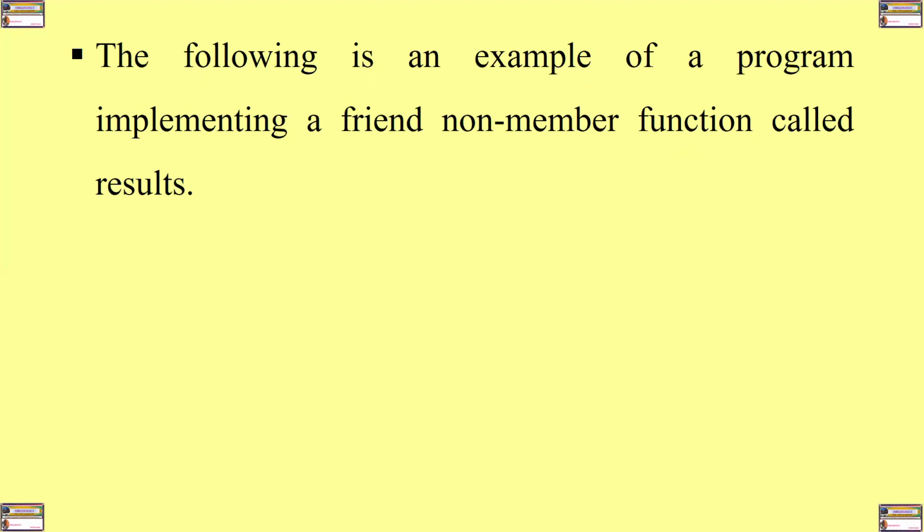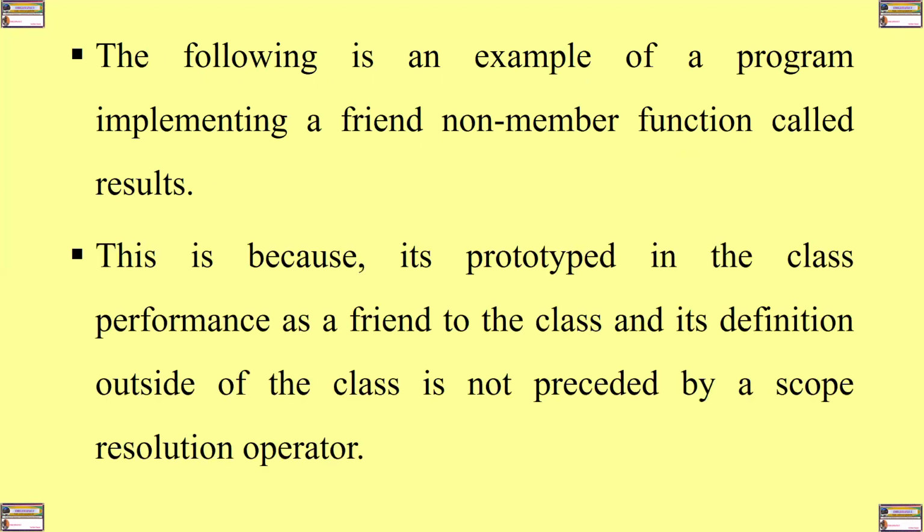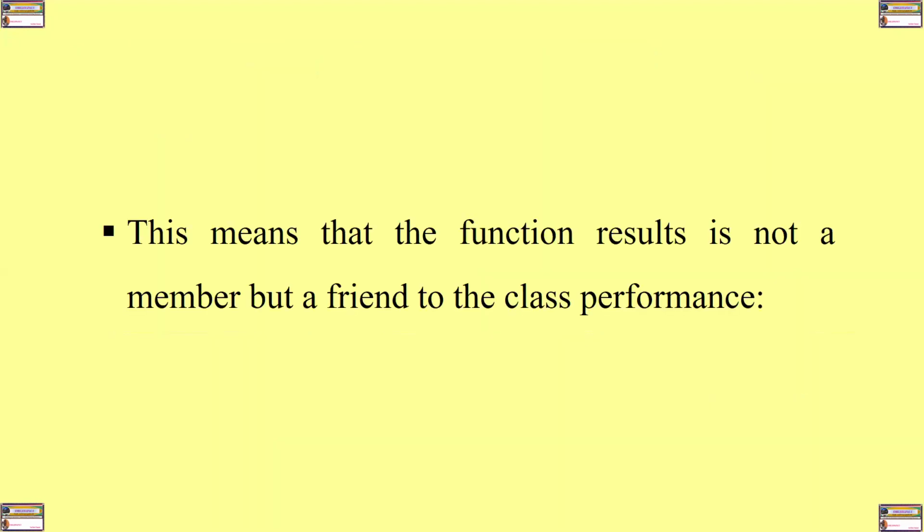Instead, the object itself appears as an explicit parameter in the function call. The following is therefore an example of a program implementing a friend non-member function called results. This is because it is prototyped in the class performance as a friend to the class, but its definition is outside of the class and it is not preceded by a scope resolution operator for that class. So this means that the function called results in this demonstration is not a member, but a friend to the class performance.